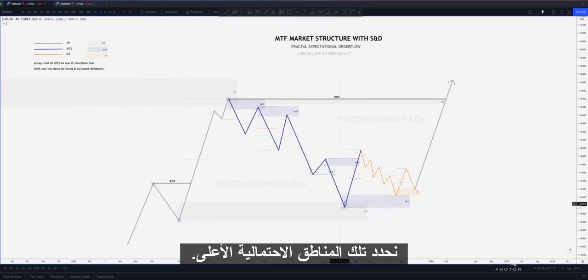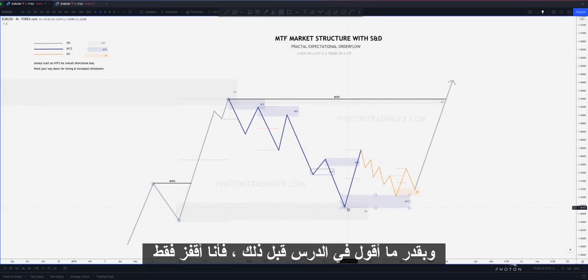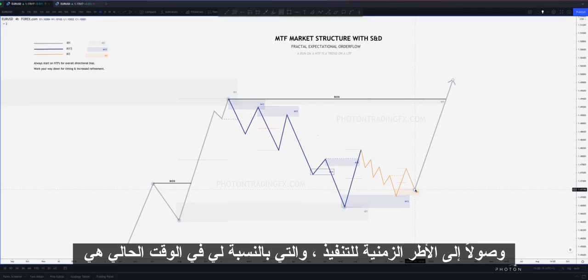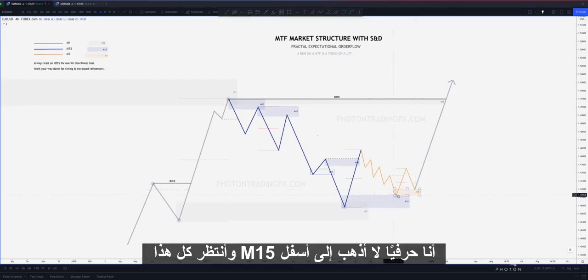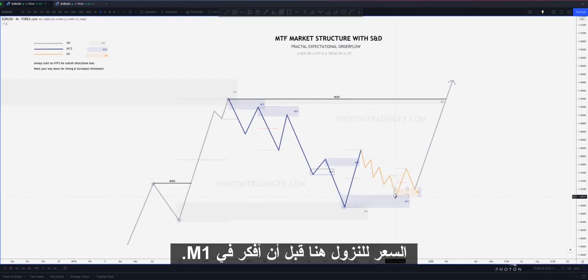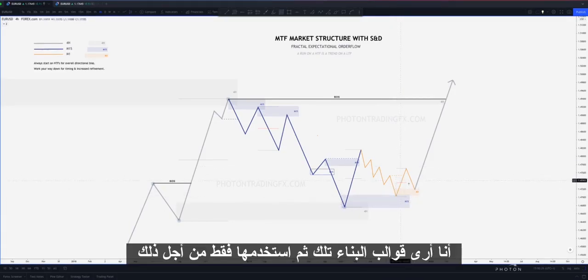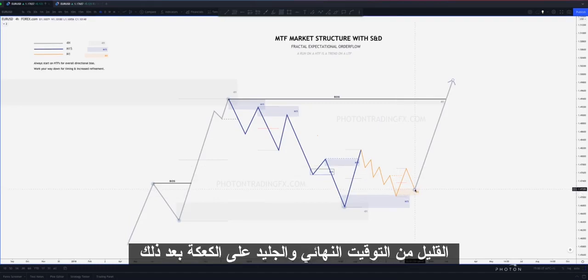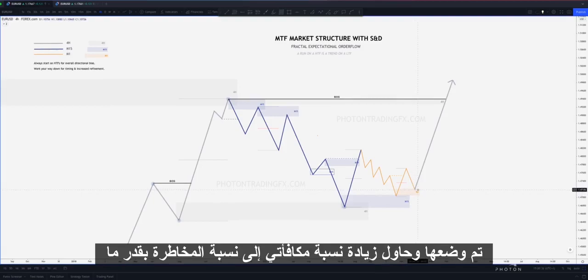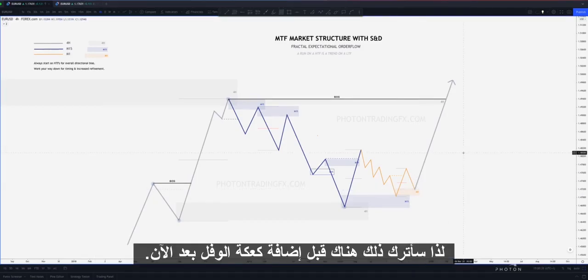We outline those highest probability areas, and that's what I was saying in the lesson before: I'm only jumping down to my execution time frames, which for me at the moment is the M1. I'm literally not going below the M15. I'm waiting for all of this to happen, for price to get down here, before I'm even thinking about the M1. It's only when I see everything being mitigated that I expect to be mitigated, and those breaks of structure, that I'm then using for that final bit of timing, the icing on the cake, to get positioned and increase my reward to risk ratio as much as possible.